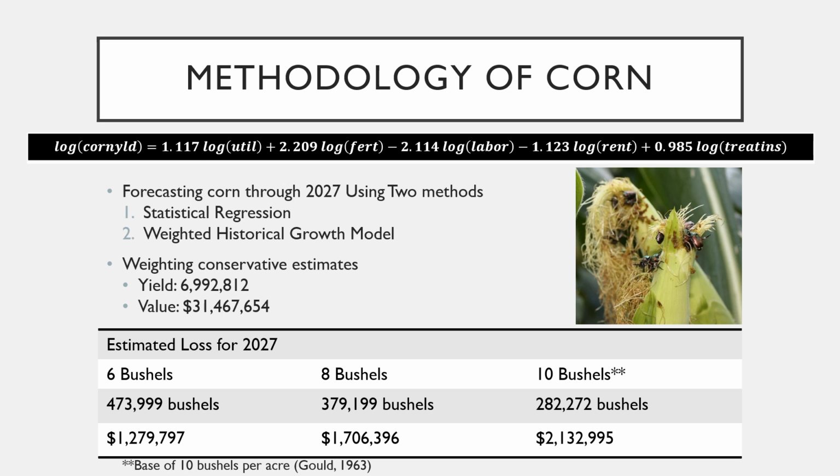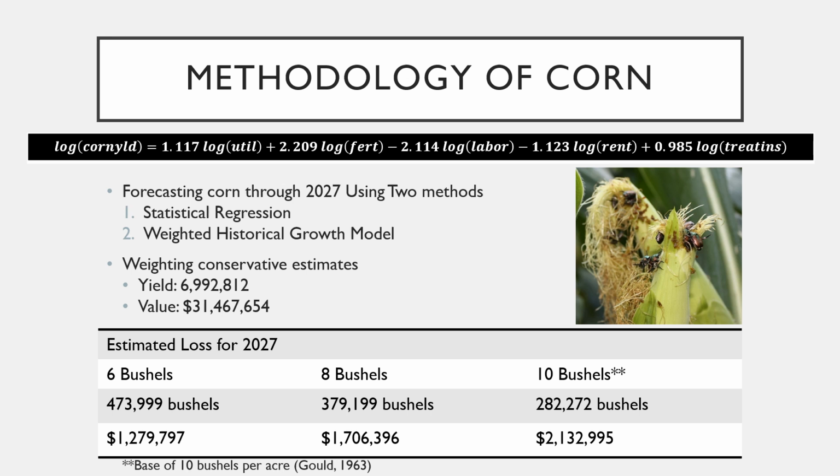6,992,812 bushels. Using the most recent price of $4.50 from the Utah Department of Agriculture and Food's 2019 Utah Agricultural Statistics and Annual Summary Report, this yield equates to a value of $31,467,654. The worst-case scenario of losses to corn is based upon a 10 bushels per acre loss obtained from another study. We have also included a moderate and best-case scenario at losses of 8 bushels and 6 bushels respectively.